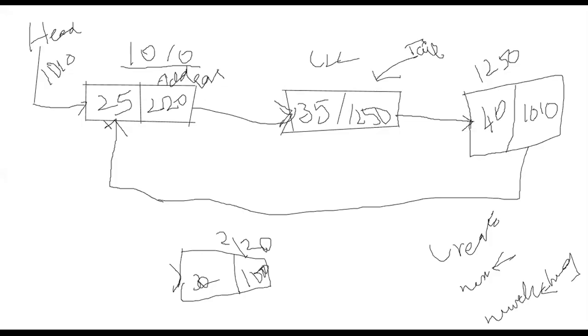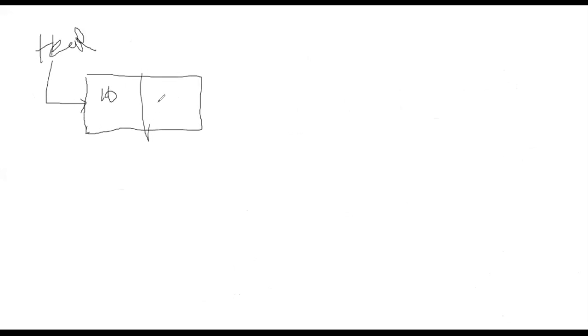Is this clear to all of you? Shall I erase? Okay. This is my head. If head equals null, the list is empty. If head is not equal to null, the list is not empty. For example, here I have 16, here I have 2000, and this is 1000, like this.